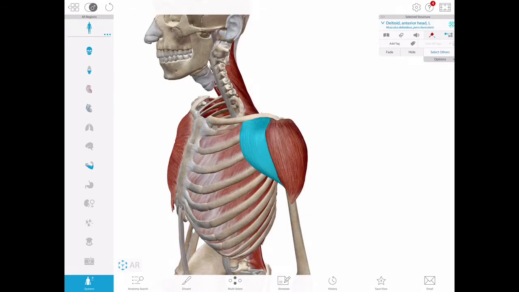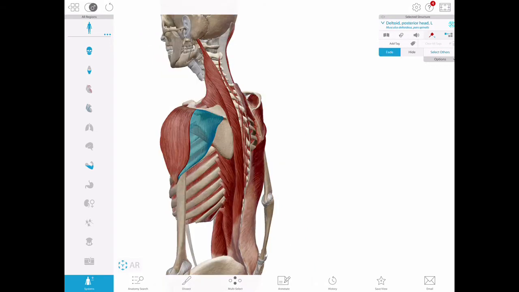Here is the deltoid. It is divided in 3 parts. The anterior, which helps with shoulder abduction, flexion, medial rotation, and horizontal adduction. The middle helps with shoulder abduction, and the posterior helps with shoulder abduction, extension, hyperextension, and lateral rotation and horizontal abduction.